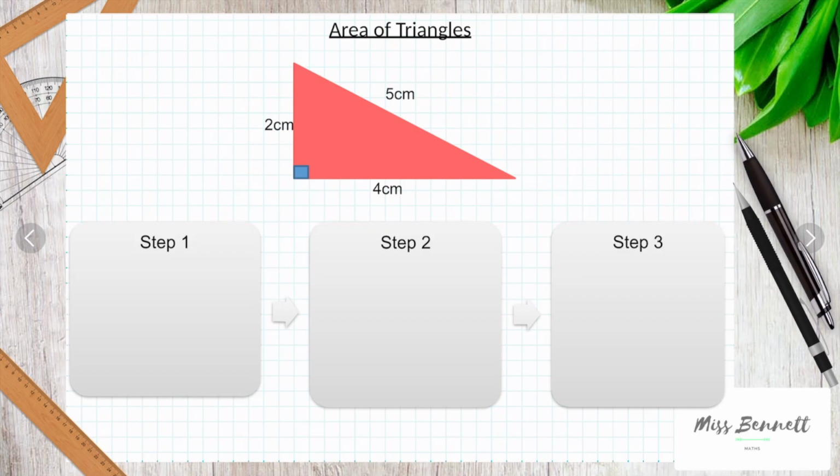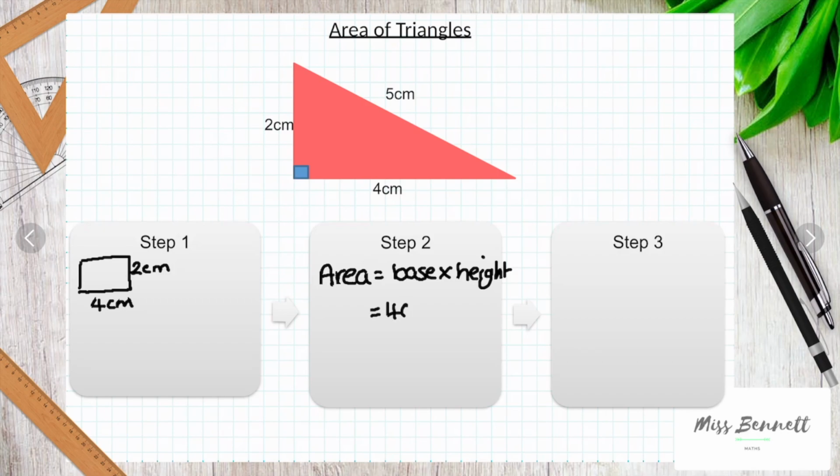Step 1 for area of triangles is to realise that a triangle is part of a rectangle. So I'm making this triangle into a rectangle where my base is 4 centimetres and my height is 2 centimetres. And this measurement here is not useful in this question because it doesn't help me to work out any area. Once I've got my rectangle, I can work out the area of it. Area equals base multiplied by height. So the base is 4 centimetres, the height is 2 centimetres, which is giving me 8 centimetres squared.